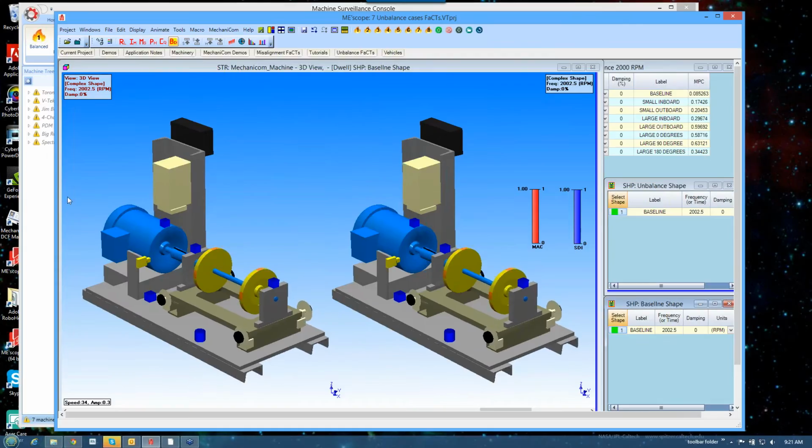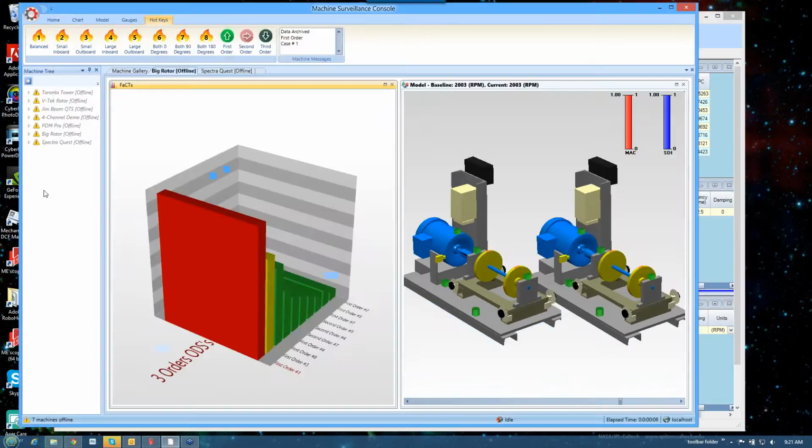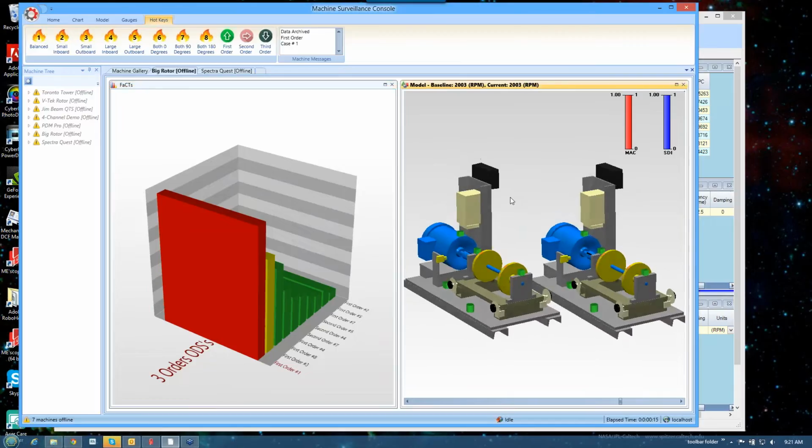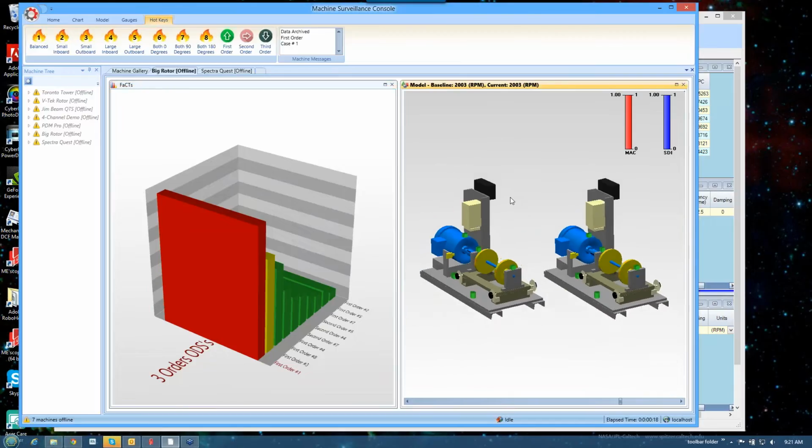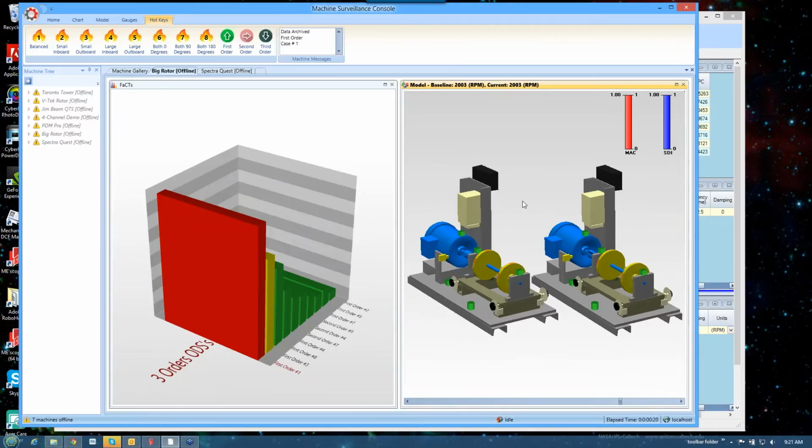And I should be able to come over here now, and there it is. You can see that I have a baseline and a current. The same data that was just archived by Emiscope is over here animating, and this fax value, I've already set this up so that it can identify the snapshots for each of the unbalanced cases from the database.